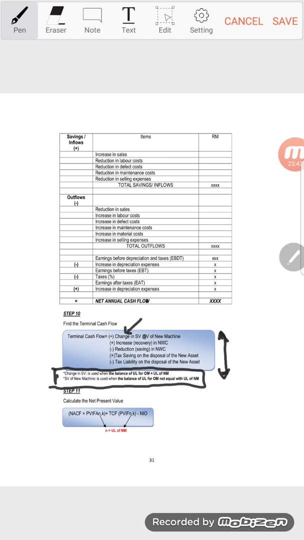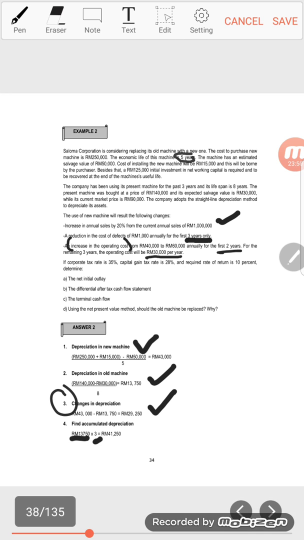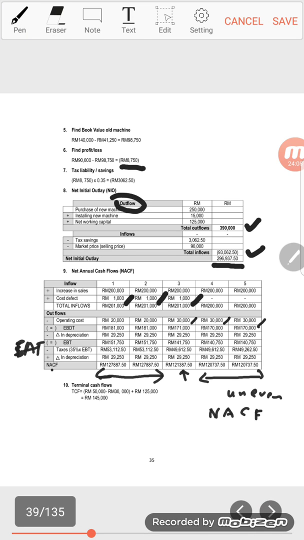So now nak cari changes, what you have to do is salvage value of new machine. Berapa salvage value of new machine? 50,000 kan? Salvage value of new machine is 50,000. So salvage value of old machine berapa? 30,000. 50,000 minus 30,000 will be 20,000. So betul tak 20,000 kita kira?